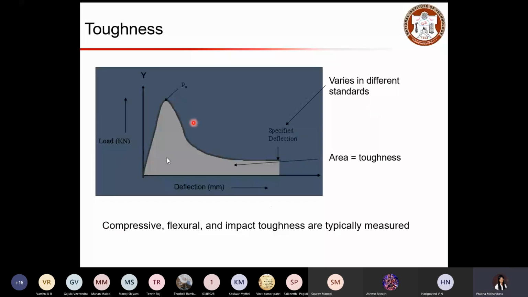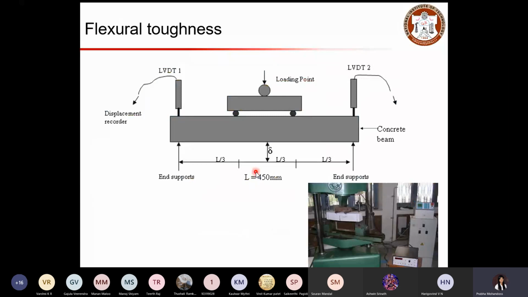And this fracture toughness is very important for different applications. So under compression, flexural tension and impact tension, the toughness has to be measured to check the ductility of the member.